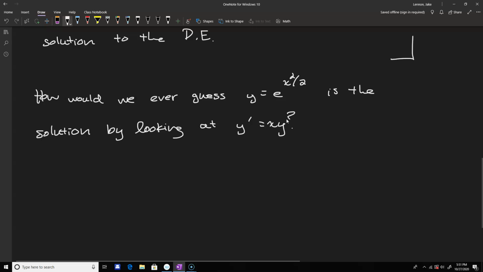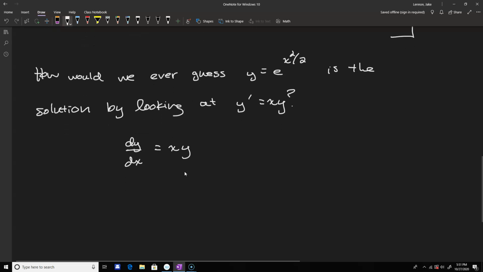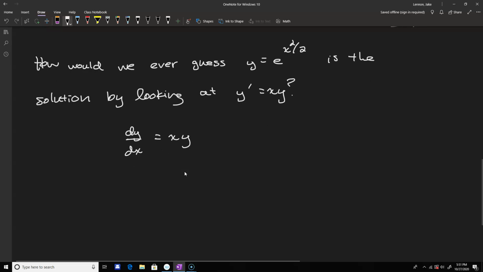Well, if we're thinking in terms of functions, it might make more sense to rewrite y prime as dy over dx using the Leibniz notation. And then we've got this as x times y. And, well, one thing, we could move the differentials around. So multiply both sides by dx, and we end up with dy equals xy times dx. And then we can separate the x's and the y's. We could divide both sides by y.